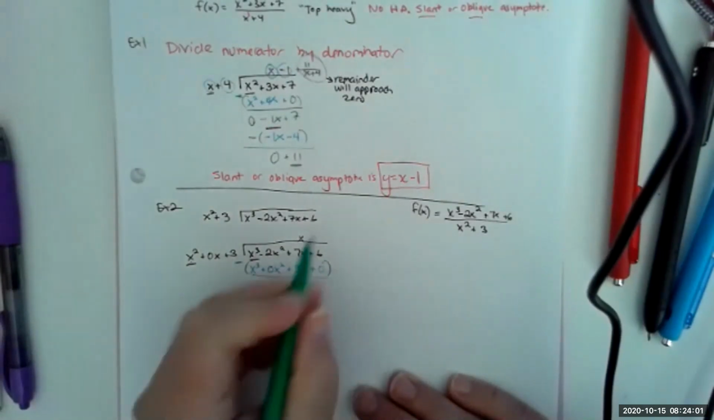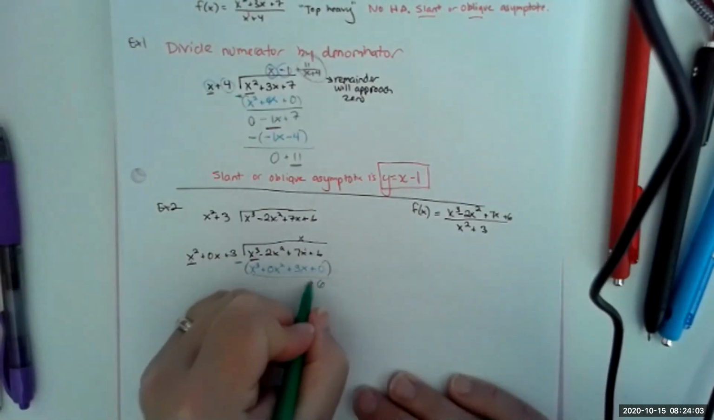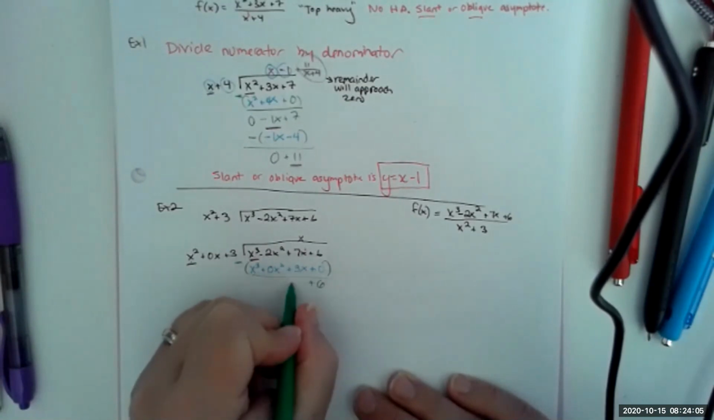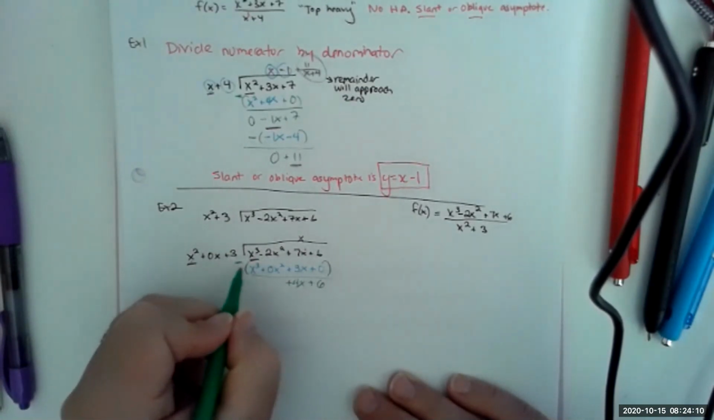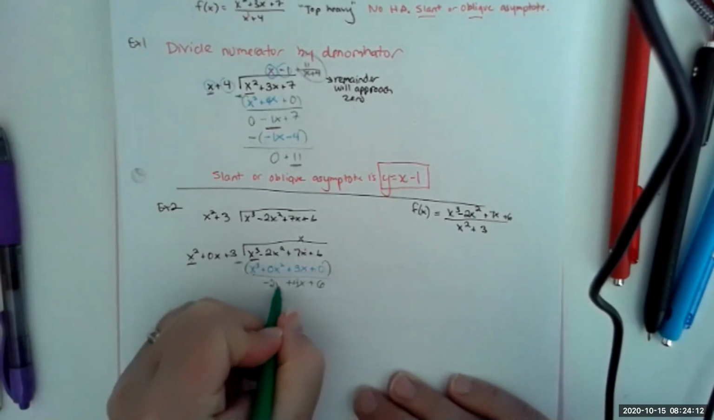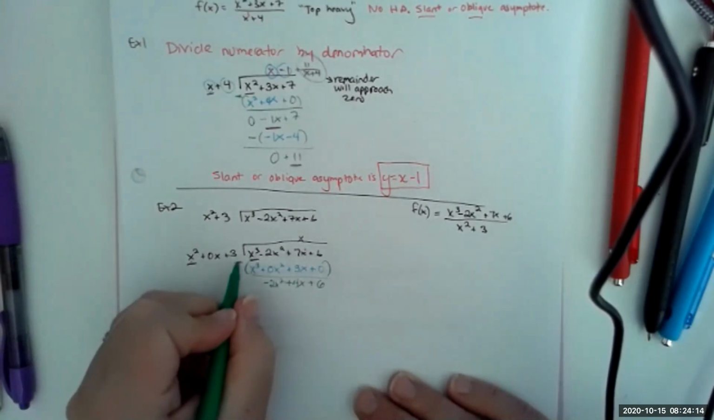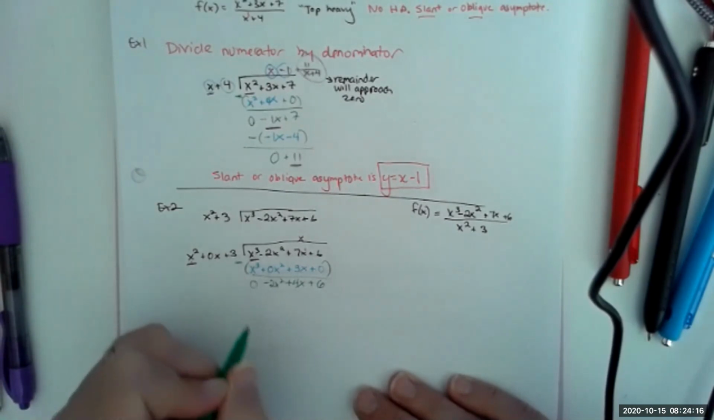6 minus 0 is 6. 7x minus 3x is 4x. Negative 2x squared minus 0x squared is negative 2x squared. And x to the third minus x to the third is 0.